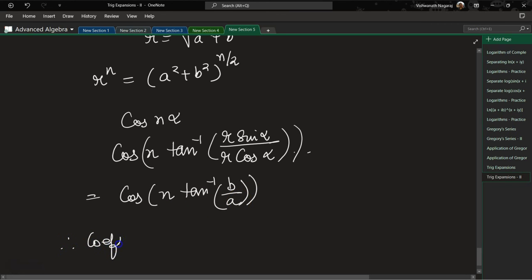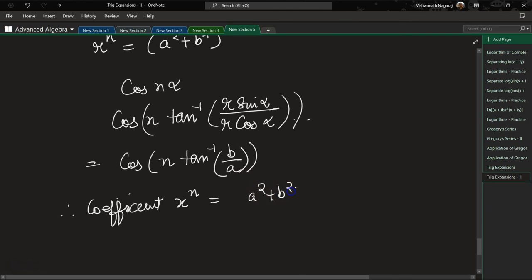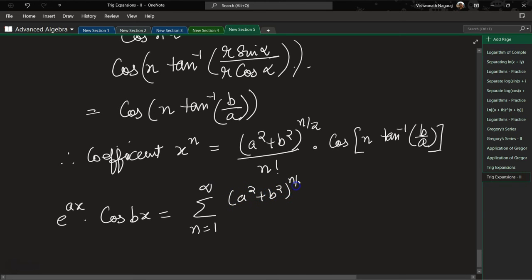So therefore, coefficient of x to the power of n is going to be r to the power of n, which is a square plus b square to the power of n by 2, divided by n factorial times cos of n tan inverse of b by a. So the series for e to the power of ax times cos bx is equal to summation of n equal to 1 to infinity of a square plus b square to the power of n by 2 by n factorial times cos n times tan inverse of b by a.